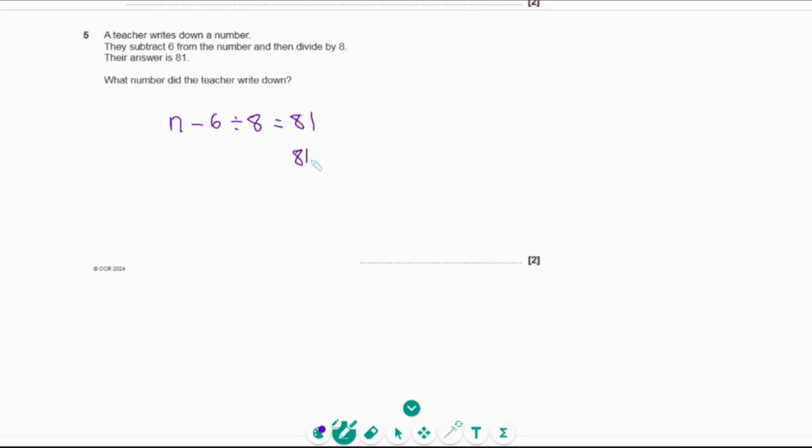The opposite of divide by 8 is times by 8. So I am going to times 81 by 8 first of all, which is 648. And the opposite of subtract 6 is add 6. So then I'm going to add 6 to my answer, which gives you 654.